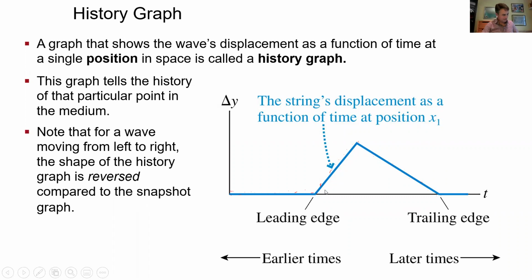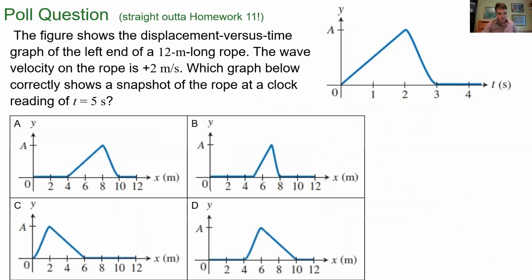There's a question here that's actually from homework 11. Let's see if we can make it into a poll. The figure on the right shows the displacement versus time graph of the left end, the origin, x equals 0, of a 12-meter long rope. The wave velocity in the rope is plus 2 meters per second, meaning it's going to the right at 2 meters per second. Which graph below correctly shows a snapshot of the rope at t equals 5 seconds? I will give you the choices on your device.